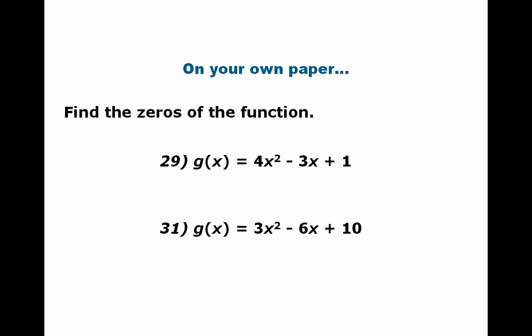So on your own paper, these are going to be 2 of the problems from your homework that you will be assigned in class, or classwork. I want you to complete number 29, g of x equals 4x squared minus 3x plus 1, and number 31, g of x equals 3x squared minus 6x plus 10, by finding the zeros.